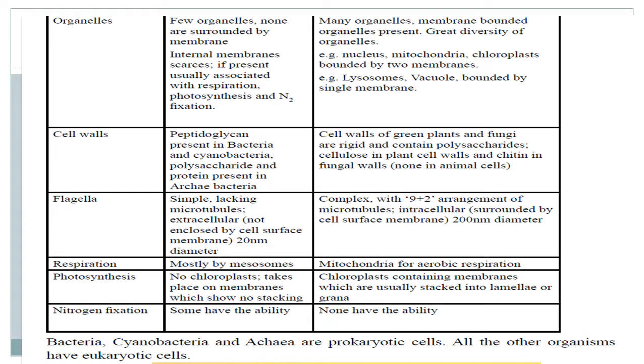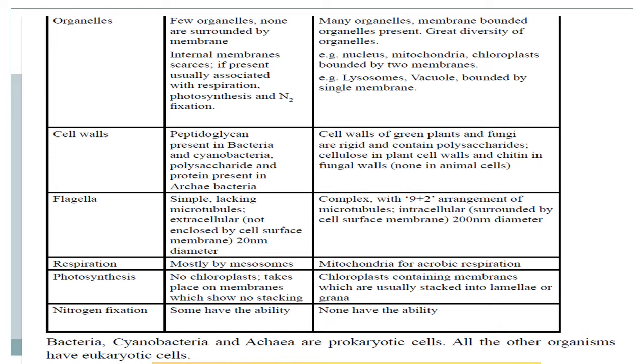Now in the prokaryotes you get few organelles, none are surrounded by a membrane, and internal membranes are scarce, and if present are associated with respiration, as the mesosomes you find, or photosynthetic lamellae, and they might be involved in nitrogen fixation also. Now in eukaryotes you get many organelles, membrane bound organelles are present, a great diversity of organelles also. So you get nucleus, mitochondria, chloroplast bound by two membranes, while lysosomes and vacuole are bounded by a single membrane.